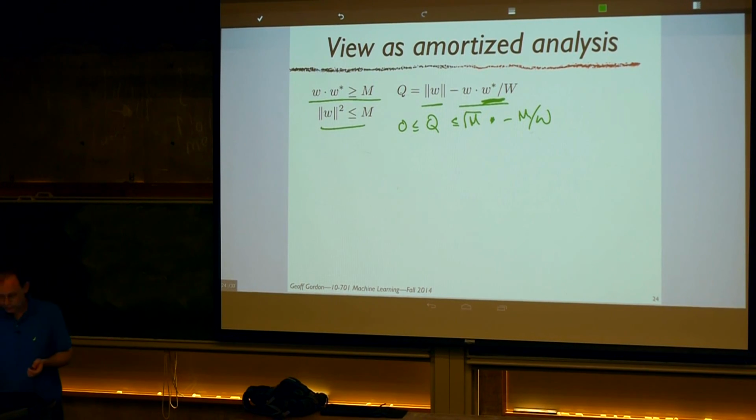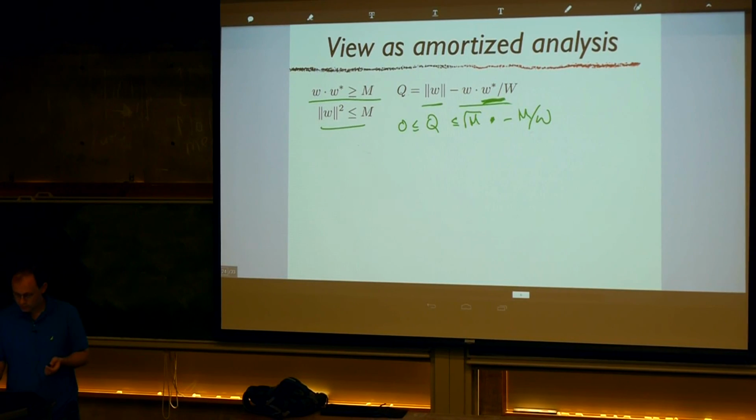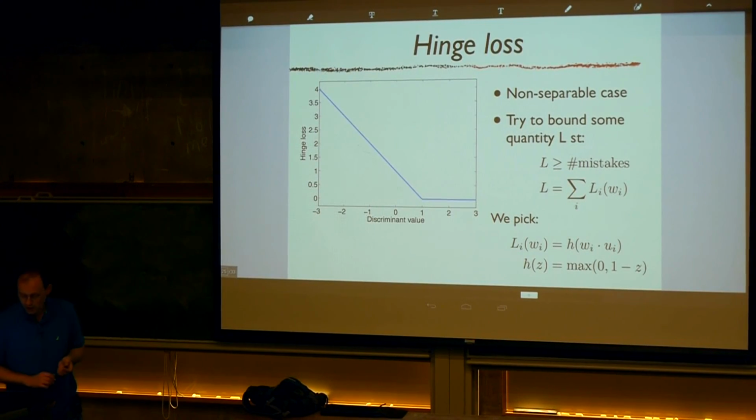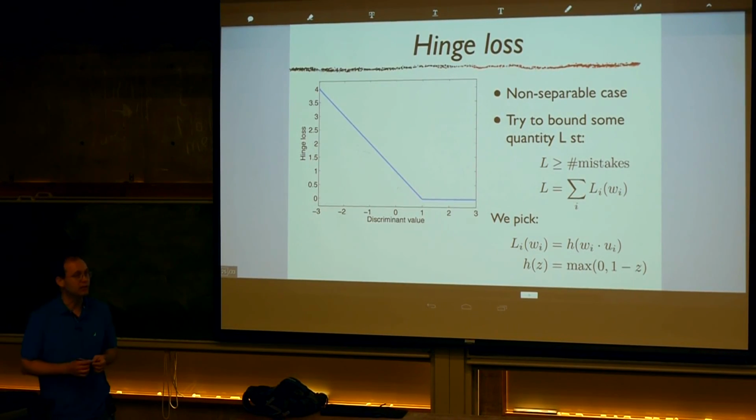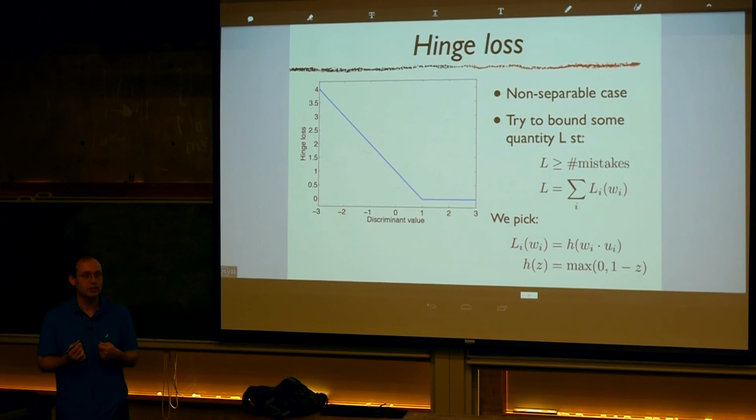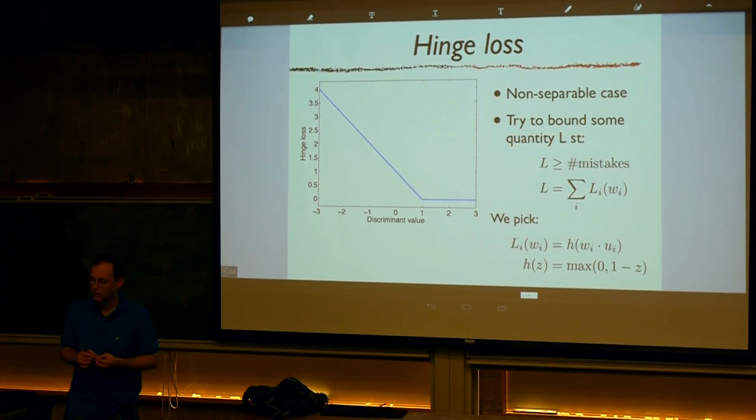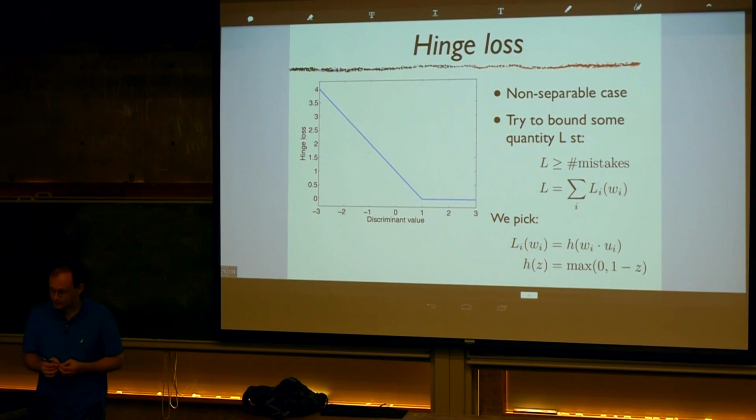Now let's go to the non-separable case. This is potentially a lot more interesting, because I don't encounter too many linearly separable data sets in practice, but I do encounter data sets where a line is a pretty decent separator. It has a few errors, but it's not going to be perfect. So how would we analyze this?